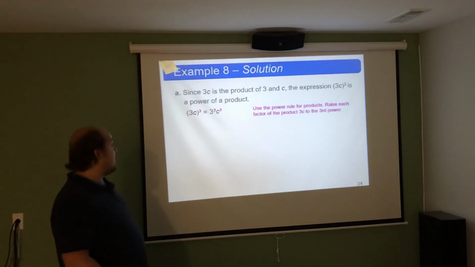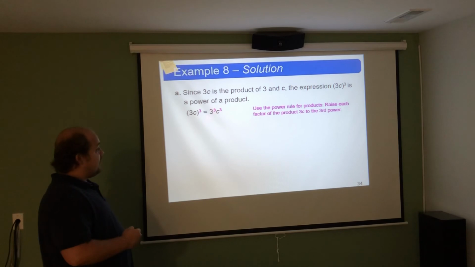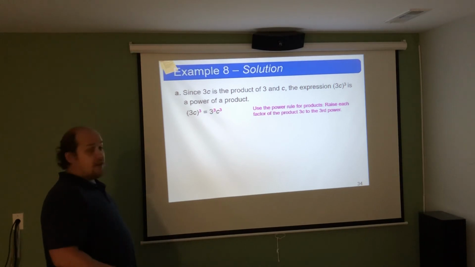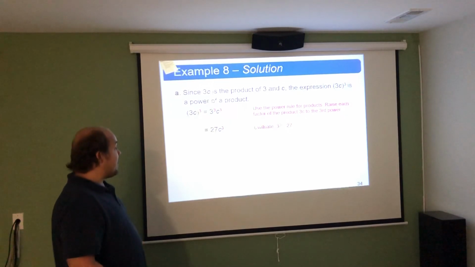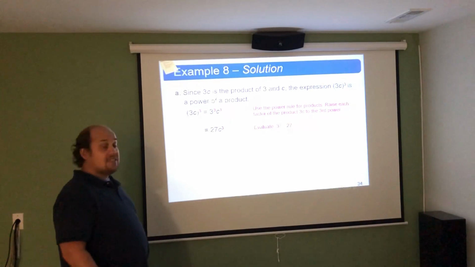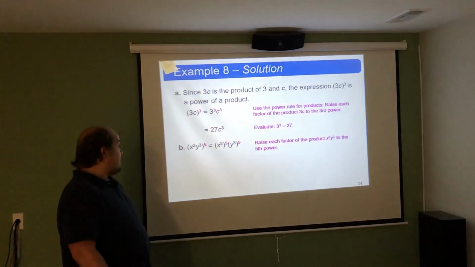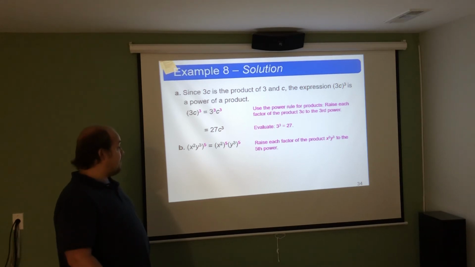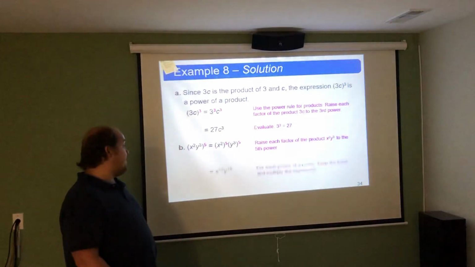Let's see these each done out. For the first one, when I take the third power to each thing, 3 to the third, c to the third, I can put in my calculator 3 to the third, and it'll tell me my final answer is really 27, c to the third. Same idea here, except I'm dealing only with variables. I'm going to distribute that fifth power to each of them. X squared to the fifth becomes x to the 10th, y to the third to the fifth becomes y to the 15th.